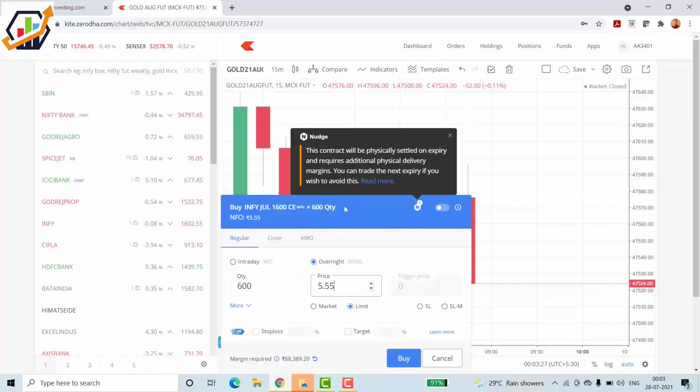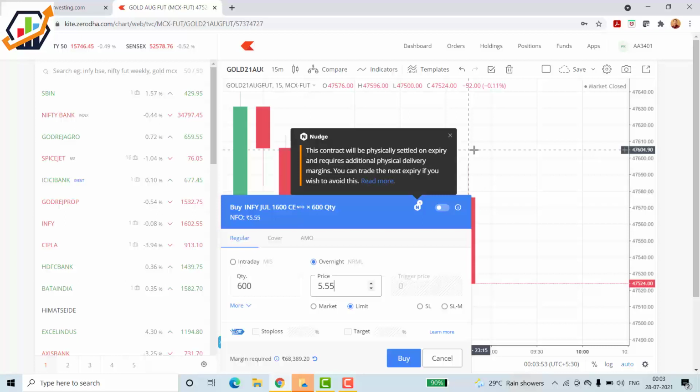So this is for a call option, and as you know, once the trade is executed, it's going to go in the positions. If you want to exit from that, if you want to sell what you already bought, you want to square off, you have to go in positions. In the positions, you'll find that there'll be a 1600 call of Infosys. Go over there, select on the three dots, and on the three dots you'll find an exit button.